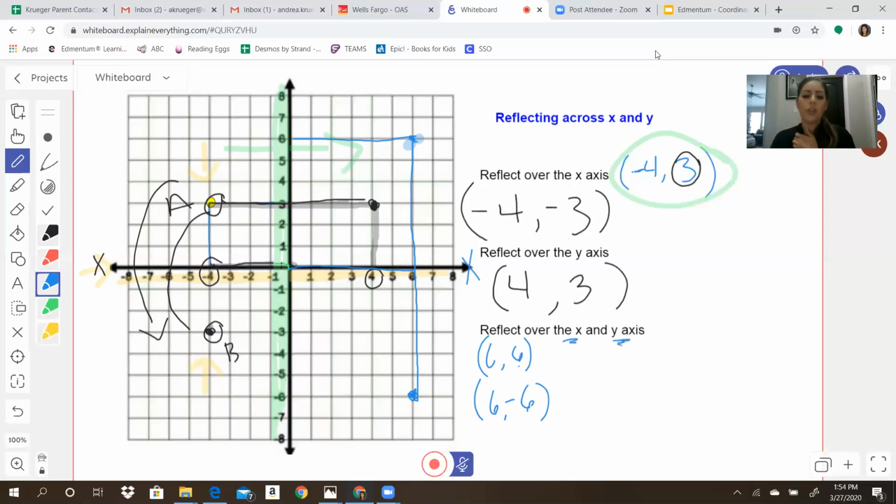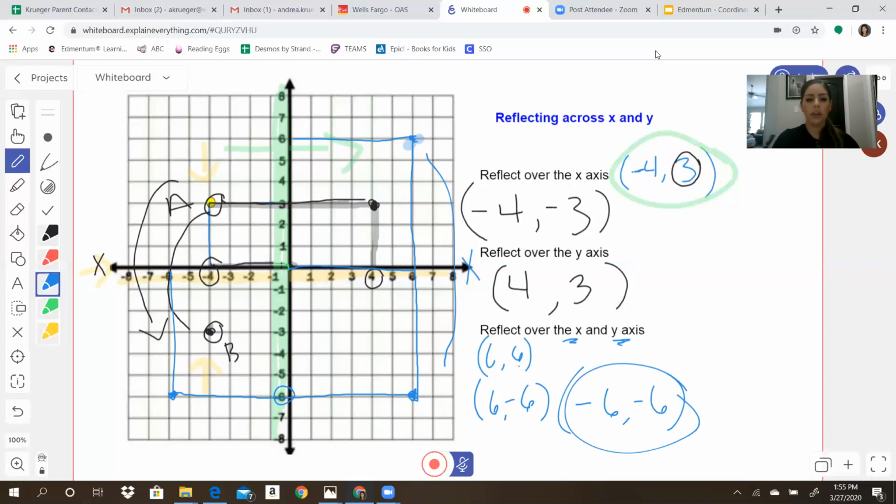I still need to reflect over the y. So I'm going to take my point. We know we just went across x. Now I need to go across y. And here is going to be my mirror image on the other side of y. Now this time, my y is still this -6, but my x is now -6. So now I am in quadrant 3, the double negative quadrant, which these coordinates right here make sense. It is the double negative.